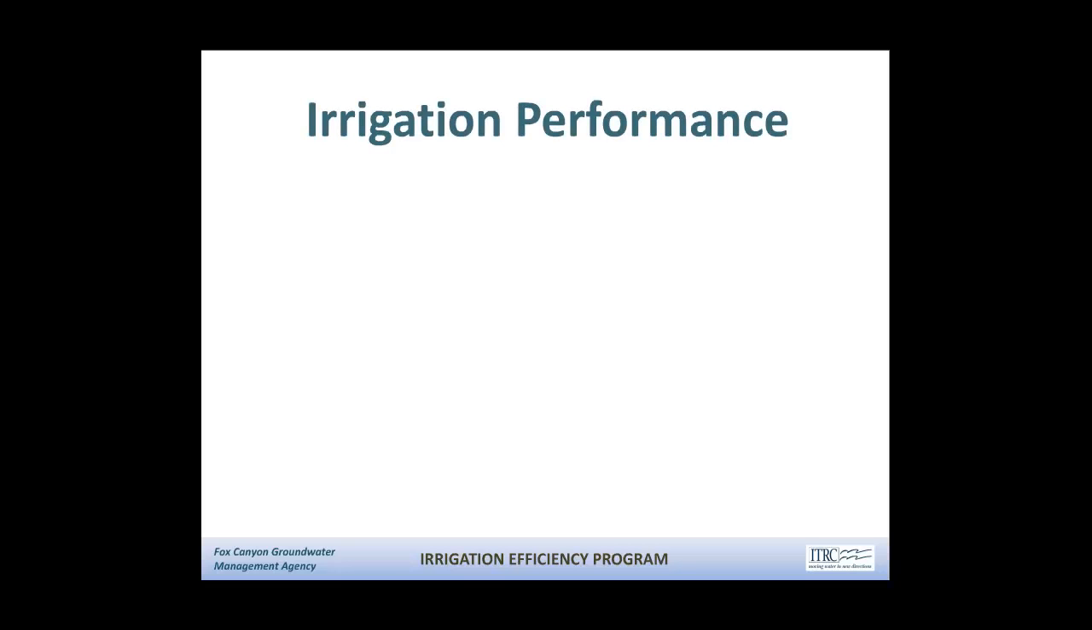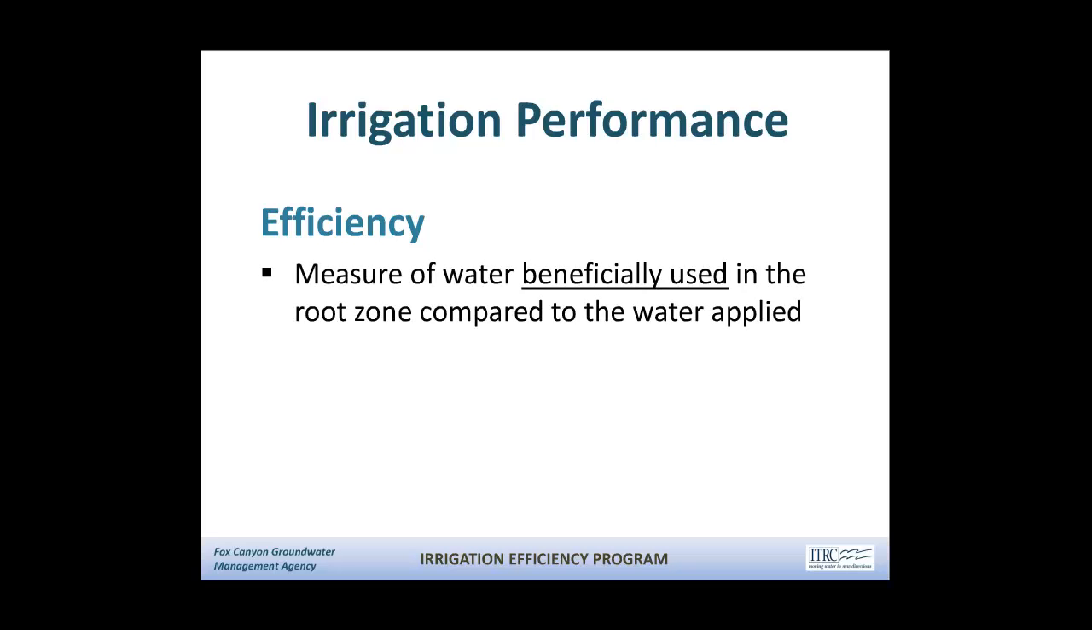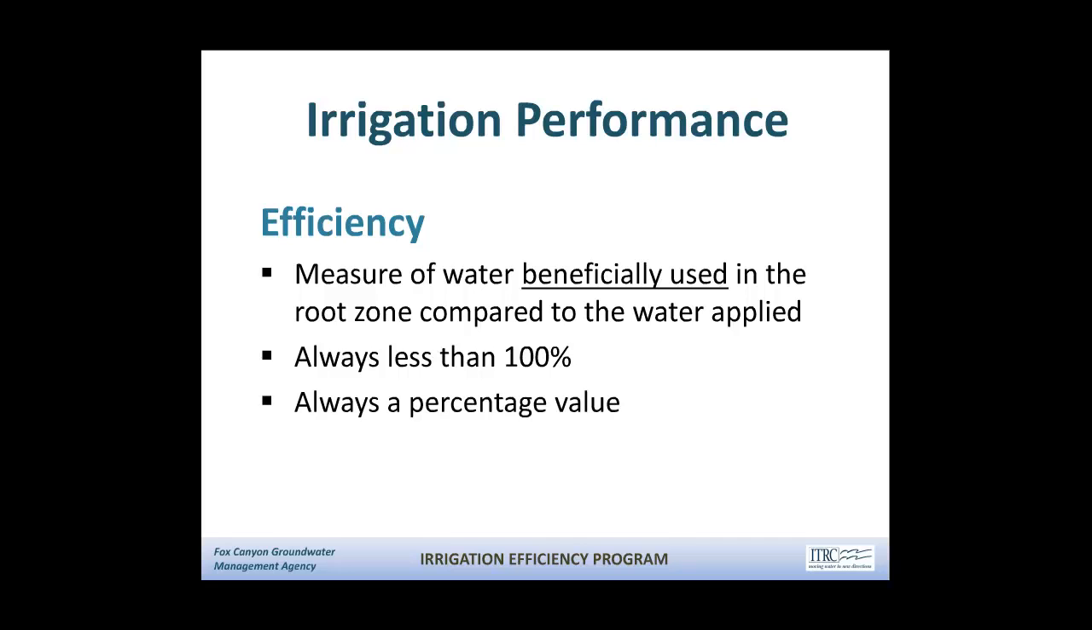In contrast to distribution uniformity, there is also the measure of irrigation efficiency. There are many ways to calculate efficiency, but the basic idea is that you're trying to get a measure of the water being beneficially used in the root zone compared to the water applied. It always has to be less than 100% and is always reported as a percentage value.